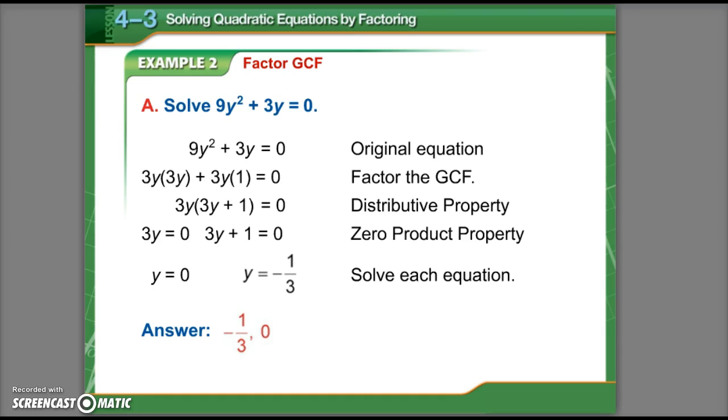So basically that tells us that the solutions to this equation up here, 9y squared plus 3y equals 0, are these two y values that we got, negative 1/3 and 0.